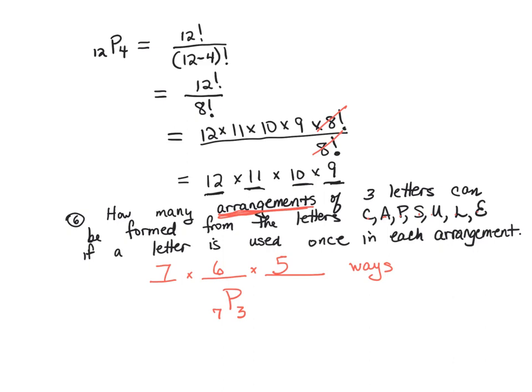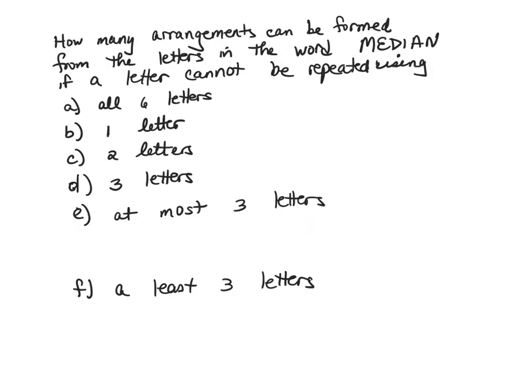All right, let's try another problem. Now, this next problem is not on your worksheet. You do have a similar one, which I believe is problem number 8, but it has the same idea. So let's look at it. How many arrangements can be formed from the letters in the word MEDIAN if a letter cannot be repeated, using, and then I have different scenarios: all 6 letters, 1 letter, 2 letters, 3 letters. And then we have this new phrase, at most and at least. And I wanted to discuss that with you before the end of this lesson.